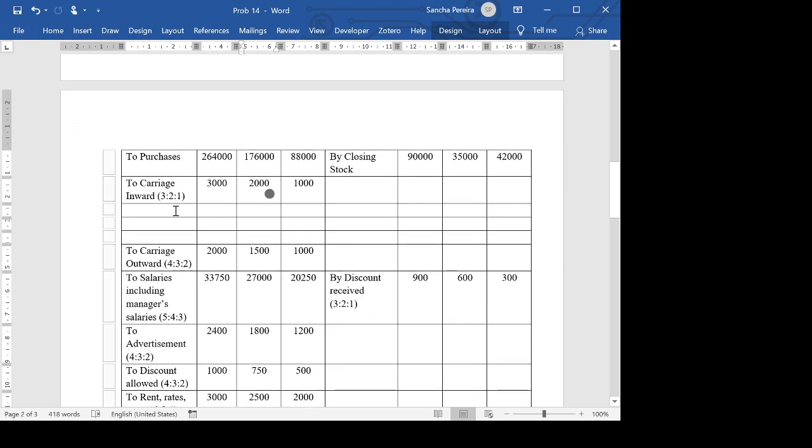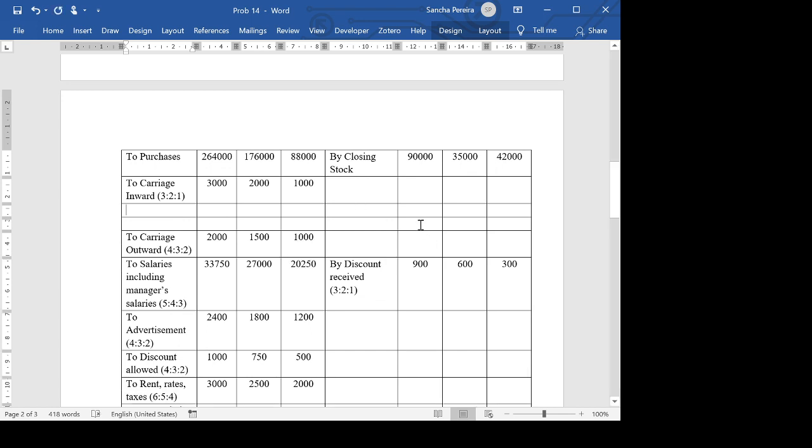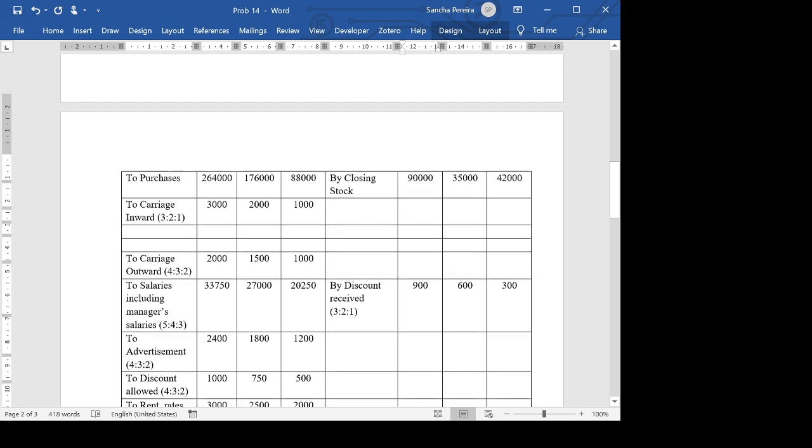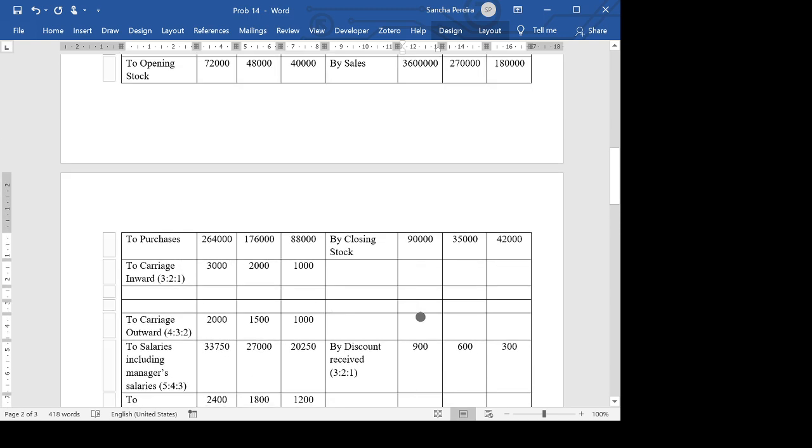So let's do that. Find out the gross profit first. So the total here is 4,50,000. This is 3,05,000, and this will be 2,22,000.